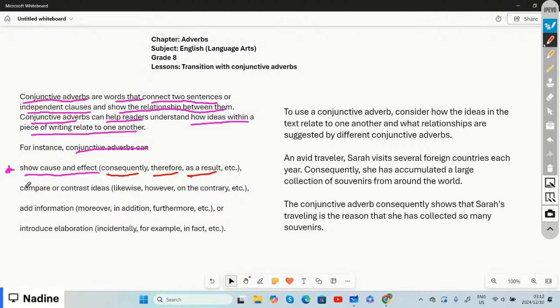If we want to compare and contrast ideas, if we want to compare ideas or contrast ideas, we can use words like likewise. However, on the contrary, these are words that we can use.